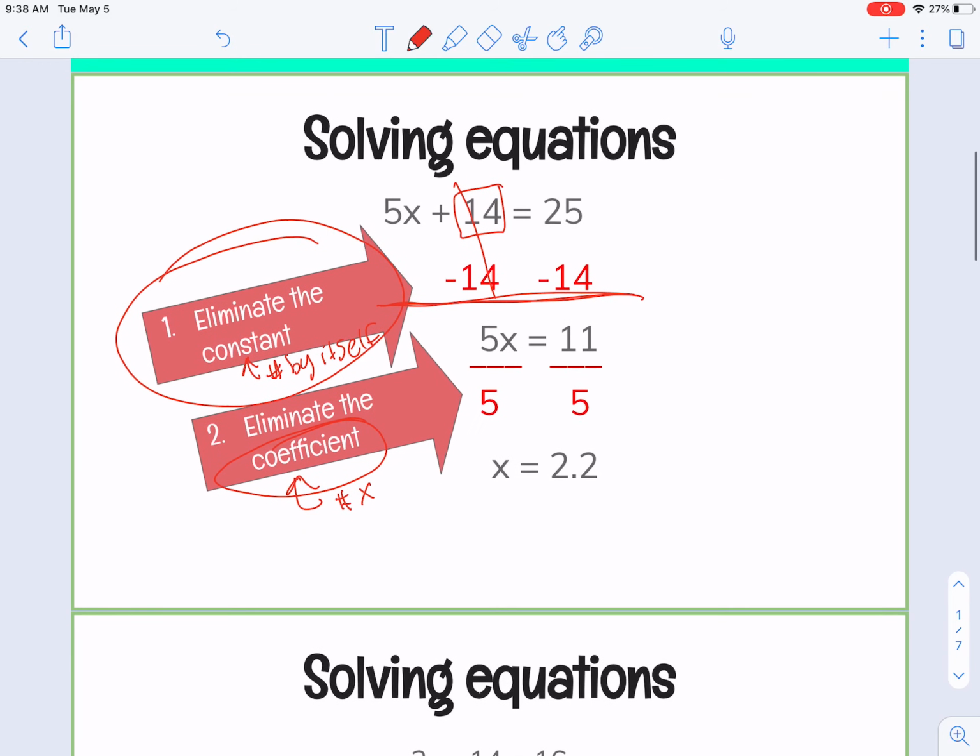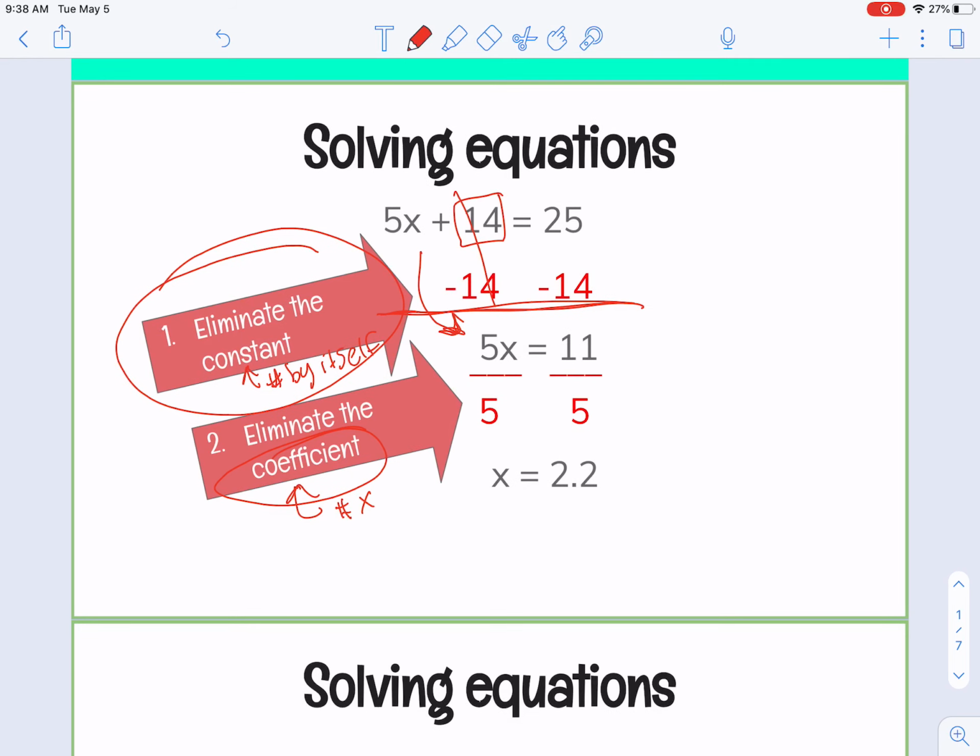Now, once we get rid of that, we're going to end up with 5x, and 25 minus 14 is going to be 11. Now we would have to do our second step, which is eliminating the coefficient. And in order to do that, we would have to divide both sides by 5 because 5x means 5 times x, and the inverse operation of multiplying would be dividing. So that can get rid of that. And then 11 divided by 5, if you convert that into a decimal, we get x equals 2.2.